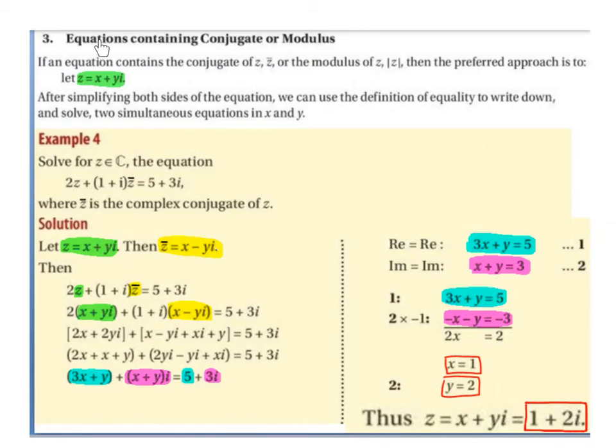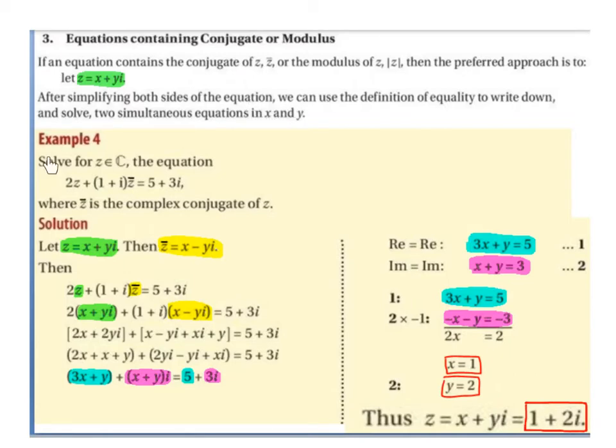3. Equations containing conjugate or modulus. If an equation contains the conjugate of z, z bar, or the modulus of z, then the preferred approach is to let z equal x plus yi. After simplifying both sides of the equation, we can use the definition of equality to write down and solve two simultaneous equations in x and y.